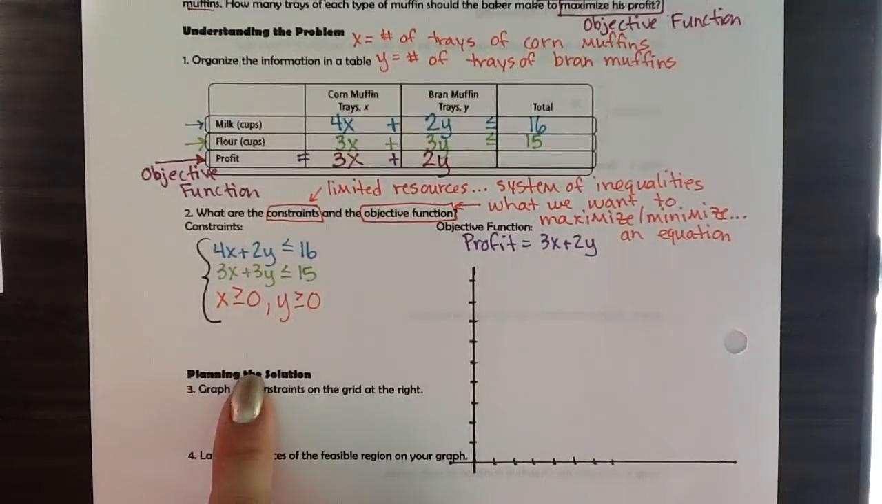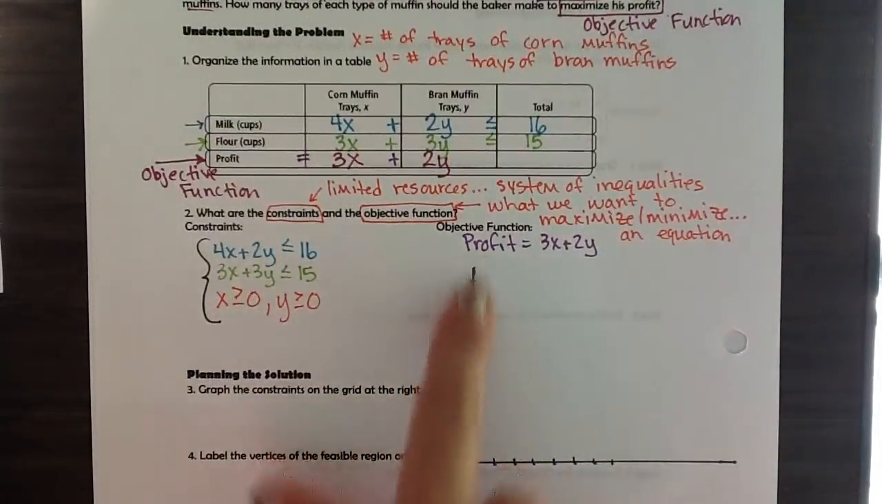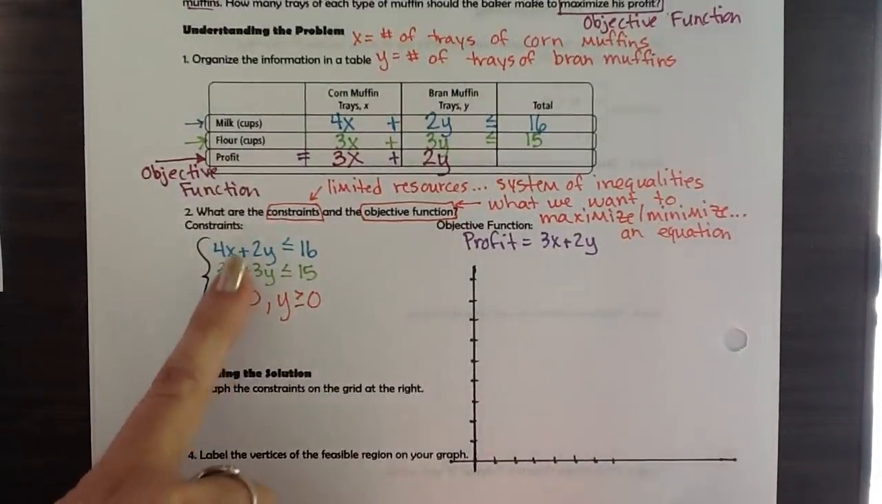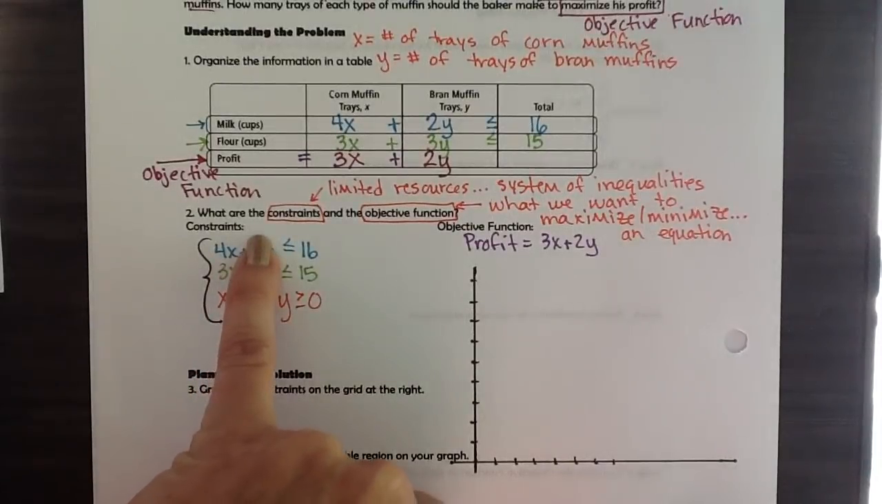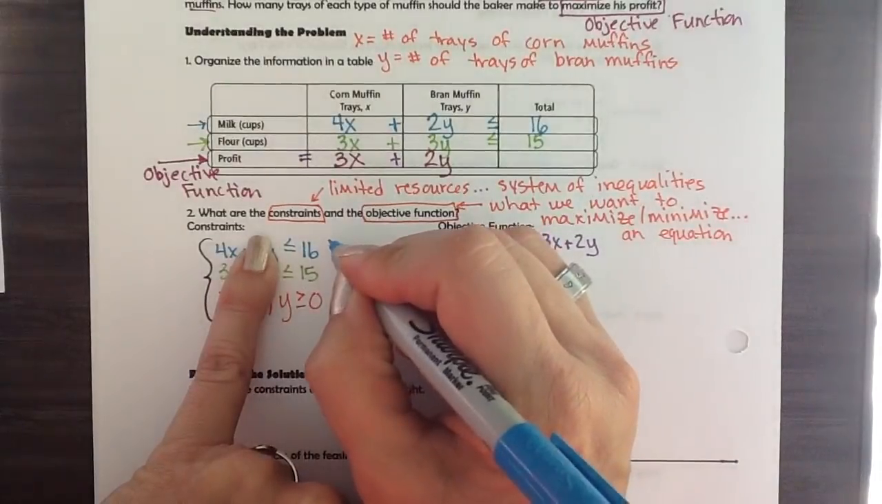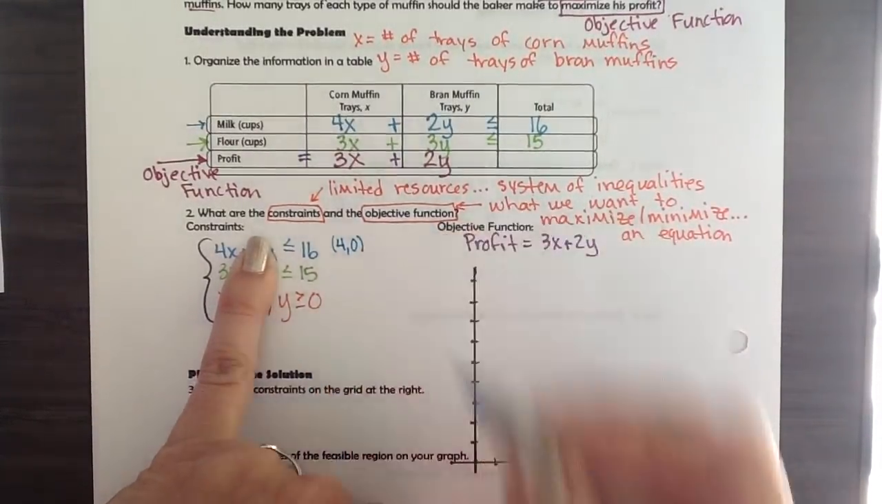Our next step is going to be that we will graph the constraints on our hand-drawn first quadrant. I've already drawn mine, so you go ahead and draw yours, and then we'll need to graph this system of inequalities. Remember that we do that kind of by the cover-up method. So I cover up the y, I get 4x equals 16. So my ordered pair will be that x is 4, y is 0.